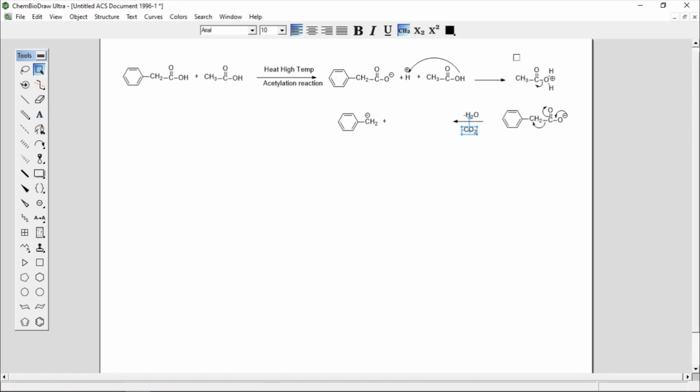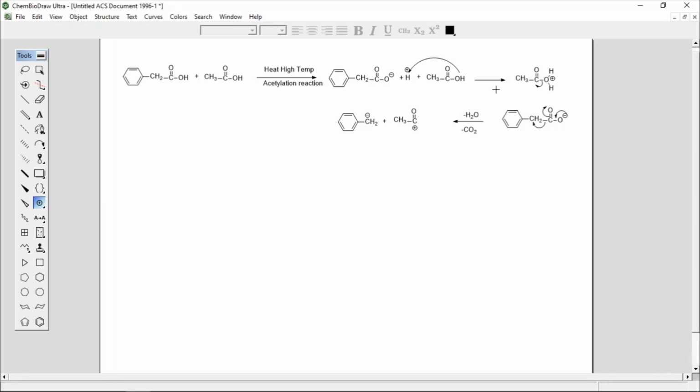Once this acetic acid loses its water molecule, you will get the acylium ion. Let me show you that acylium ion. So this is your acylium ion, CH3 C double bond O plus.